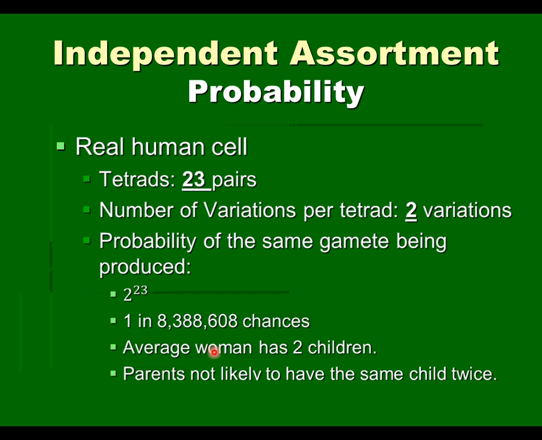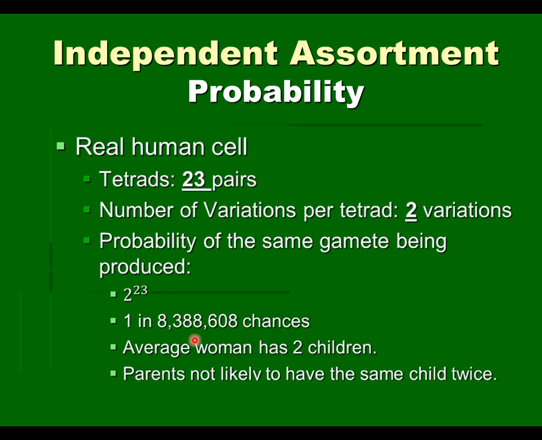Okay. Now, assuming that the woman has only 2 children on average. One woman has about 2 children now. Some women will have a lot, some will have 0. So the average is about 2. Now, parents are not likely to have the same child twice. And the reason why is because the likelihood that they will produce the same egg twice, same set of chromosomes, and the man will produce the same sperm twice, and that they will unite are very, very slim. Very, very slim. This is just on a female side. This is a 1 in 8,388,608 chance.